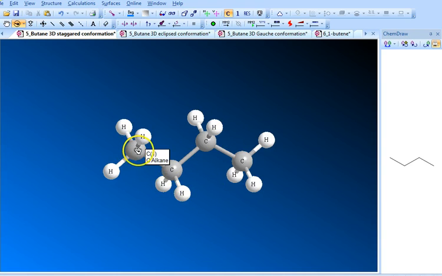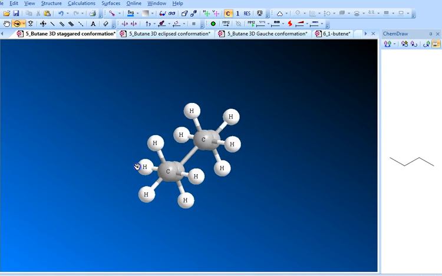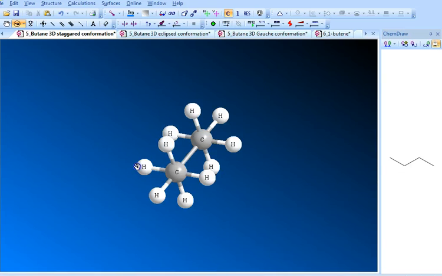So we said we can view through carbon 1 and carbon 2. Let's do that. If you view carbon 1 and carbon 2, what you see is everything is staggered here. Similarly, carbon 3 and carbon 4 are also staggered, and it looks pretty nice.